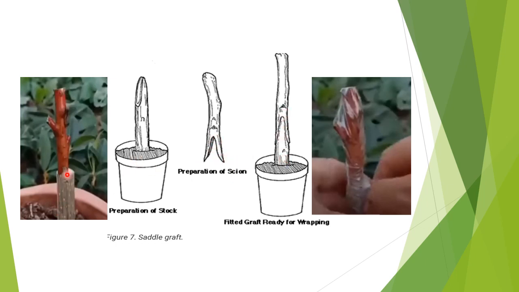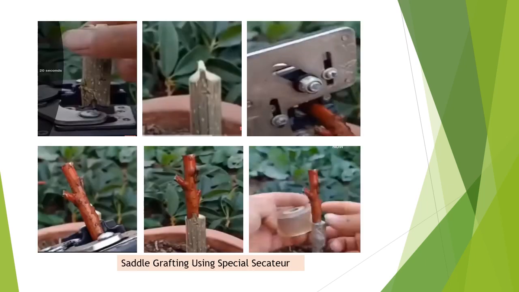See how it is being done. You are making a saddle and then putting the reverse of it, and then you are covering it with polythene, and also using all types of waxes, and then there will be a union here which is called saddle grafting. So it can be done.